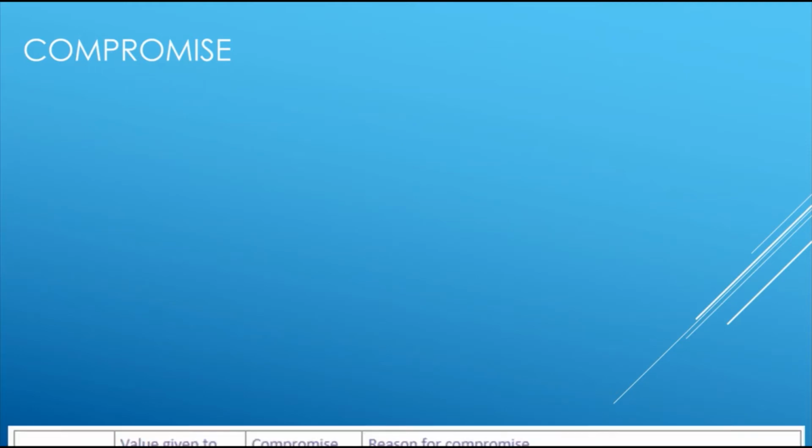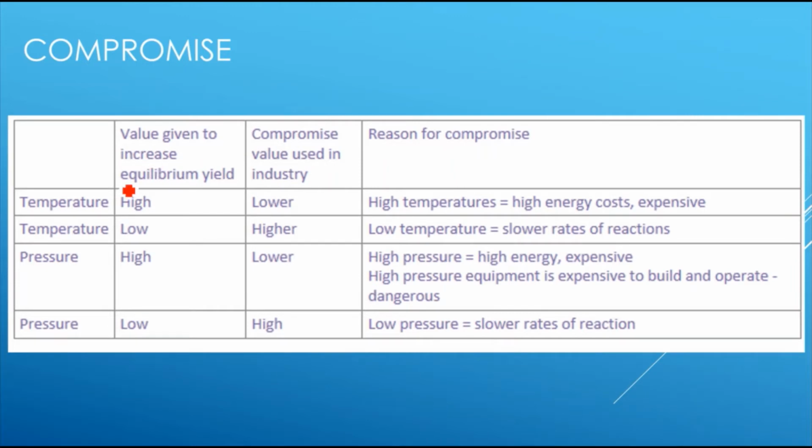All right, so compromise, you're required to know about the compromise. So for example, if higher temperature indicates a higher product yield, then why don't we use the highest possible temperatures? Why do we use lower temperatures? This is because higher temperatures would cost high energy, and therefore they would be expensive, and to save some money we would compromise by using lower temperatures.